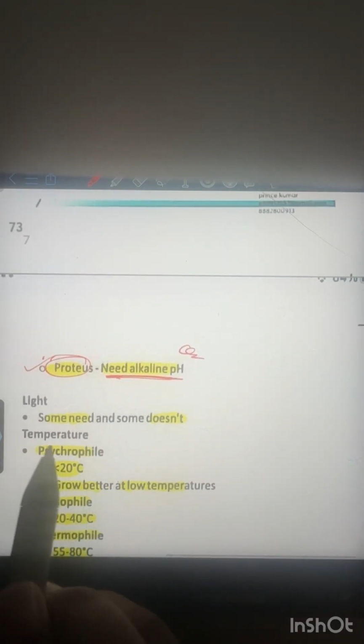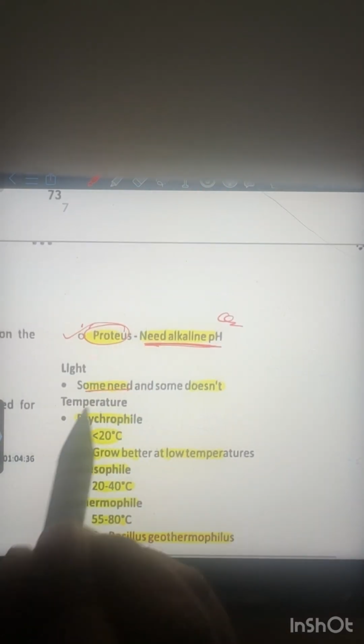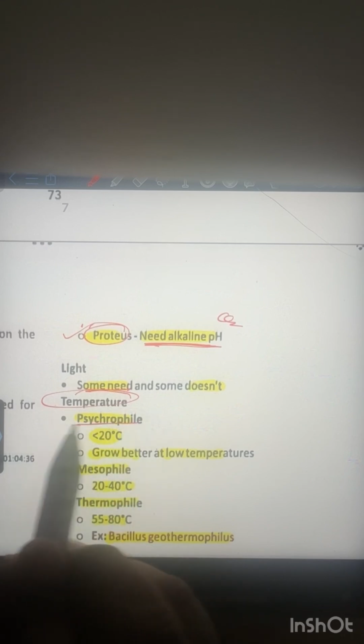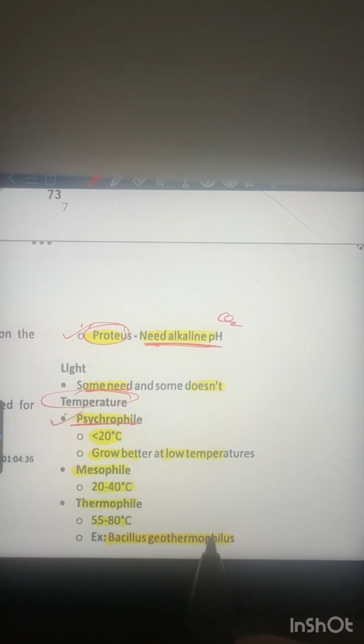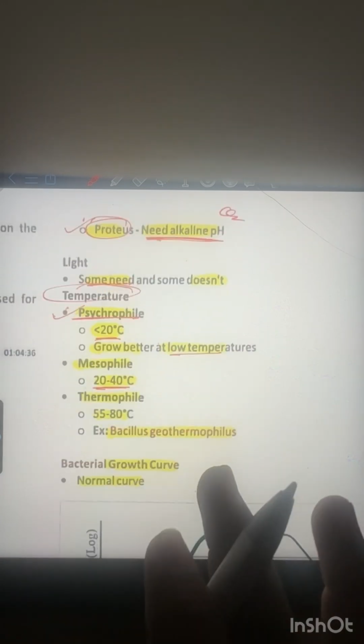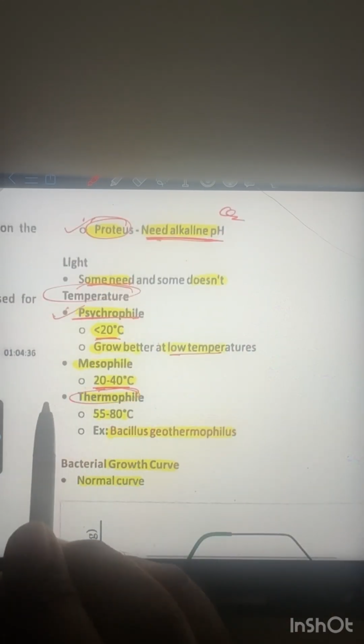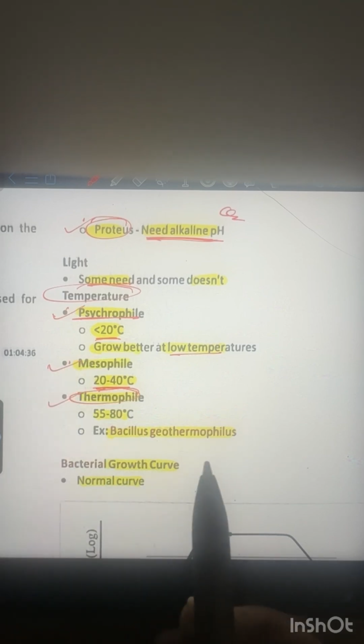See, the ones that survive in a medium temperature of say 20 to 40 degrees, or in the books it will be written as 25 to 40 degrees, somewhere in a medium range, they are mesophiles. The ones that require a very high temperature of 55 to 80 degrees. And I'll give you an example for this. For example, you must have heard of Bacillus geothermophilus. Geothermophilus. The word only tells you that thermal is coming. It needs a high temperature.